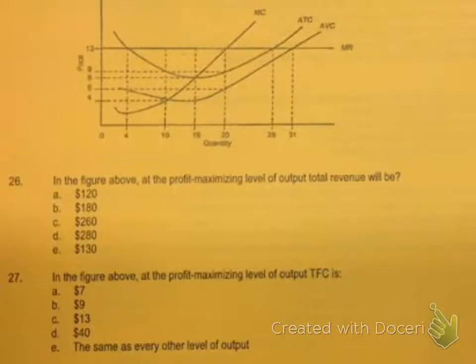Now with number 27, at the profit maxing level of output, figure out our total fixed cost. We kind of did that a little bit between numbers 5 and 10, but on this one, since we have numbers, we have to actually figure out our dollar amount. So this is our profit maximizing anchor line. We locate the vertical distance between the two curves.